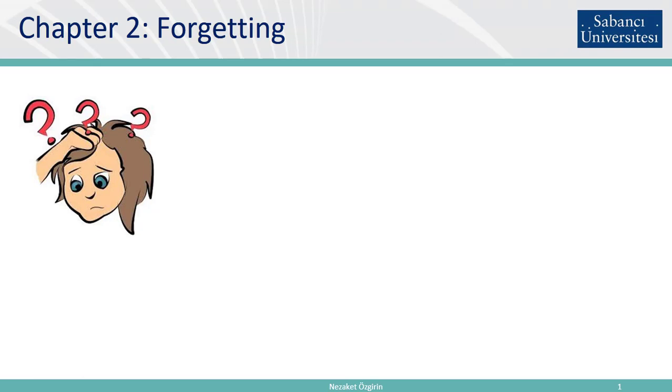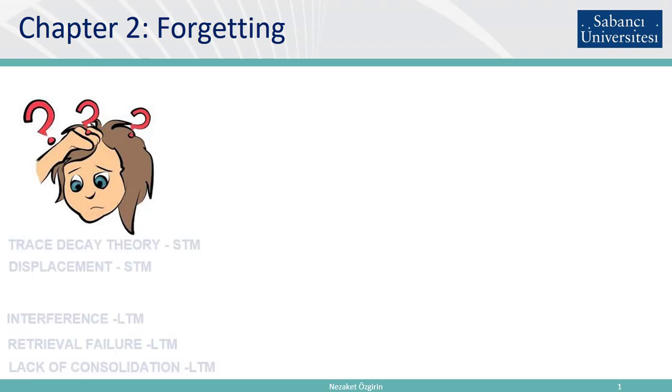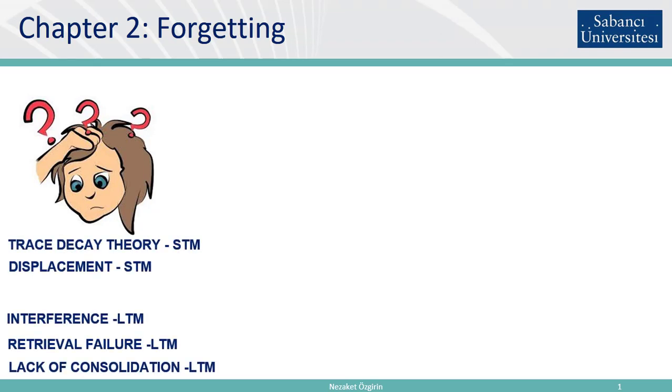Psychologists relate these reasons to forgetting in short-term memory and forgetting in long-term memory. Trace decay and displacement are given as explanations for forgetting information from short-term memory. Interference, retrieval failure, and lack of consolidation are given to explain forgetting from long-term memory. You can read McLeod 2008 for more information, and the link is on the web page. Here, let's look at them one by one.